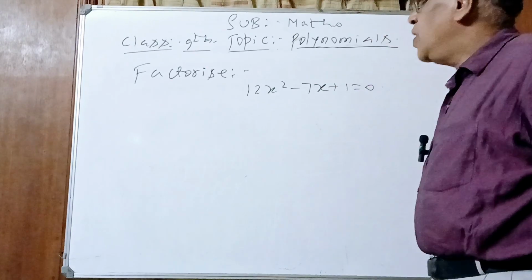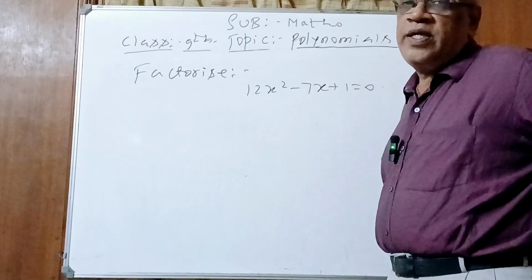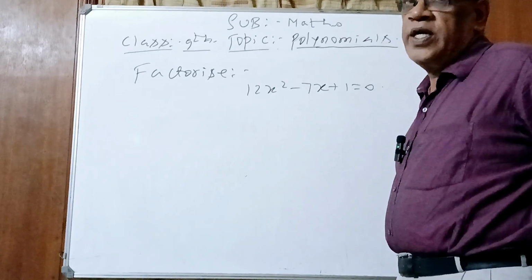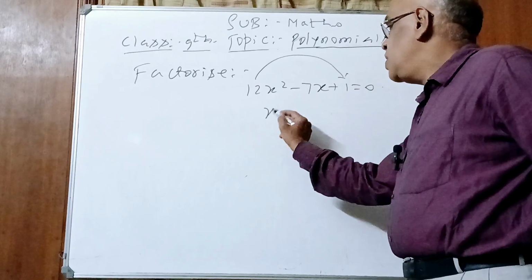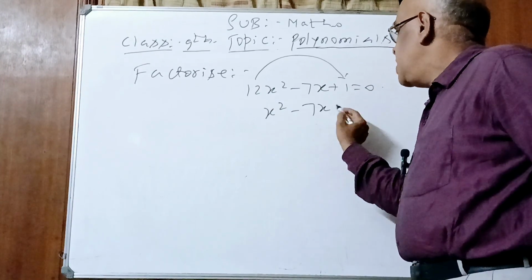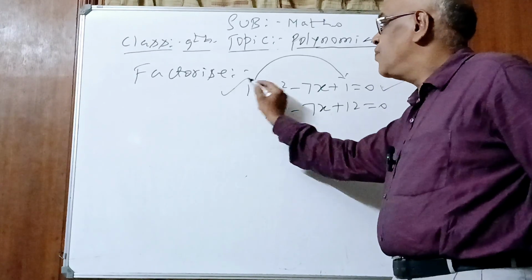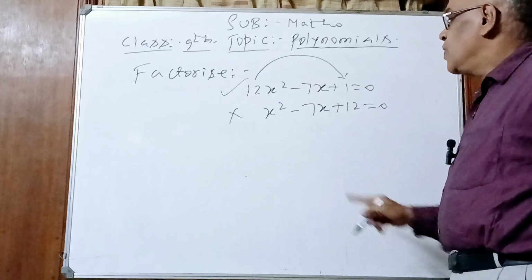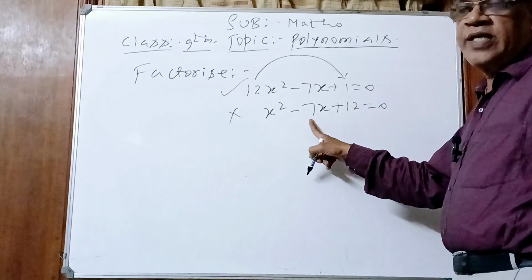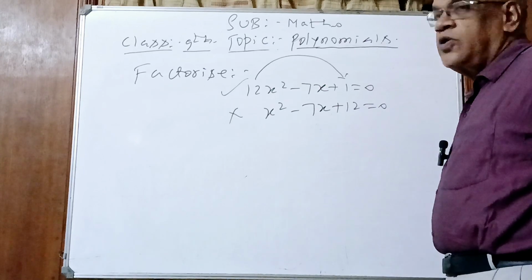Now what we have to do, children? In this type of sums, x square coefficient should be 1. It should not be greater than 1. If it is greater than 1, shift it to constant term. Temporarily it becomes x square minus 7x plus 12. This is the original equation. This is the temporary arrangement. Now what do we do? Split the middle term in such a way that sum of two numbers should be minus 7, product should be 12.